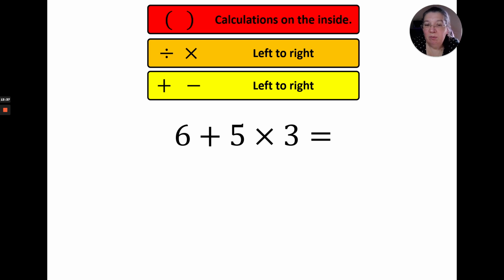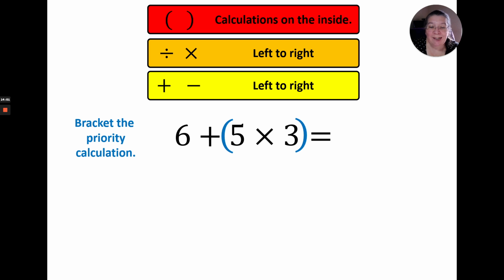What do you think we should do first? We've got 6 add 5 times 3. So looking at BIDMAS, what part of that shall we do? Should we do 6 add 5 or should we do 5 times 3? Well, yes, we're going to do 5 times 3. So there we go. I've put some brackets around it so that you can see that we need to do that first, because we know brackets comes first anyway.